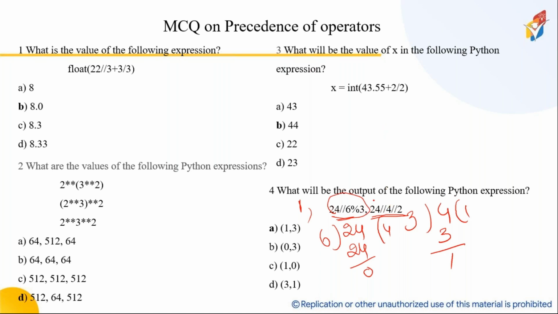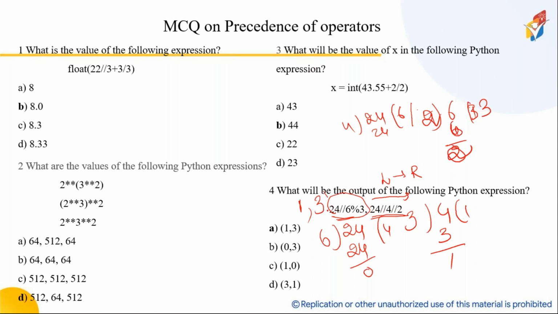Now, if you have operations in this way, you should always follow left to right. So 24 by 4 will be 6. Now 6 mod 4: 1 four is 4, the remainder is 2. Sorry, it is 24 divided by 4 is 6, then 6 divided by 4 gives 1, with remainder 2. The answer is 1 comma 2. Will you agree? So the answer is A for this. Any queries in this example?